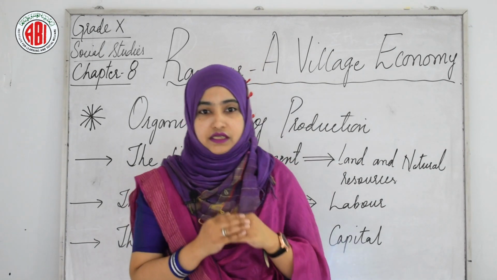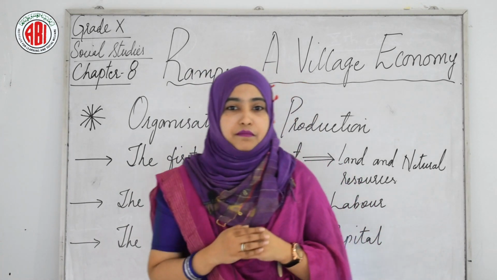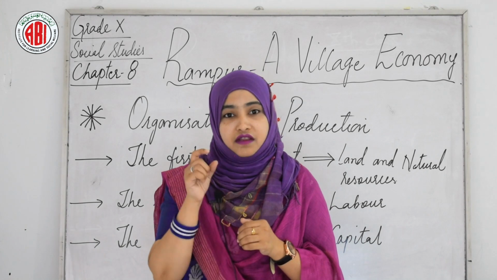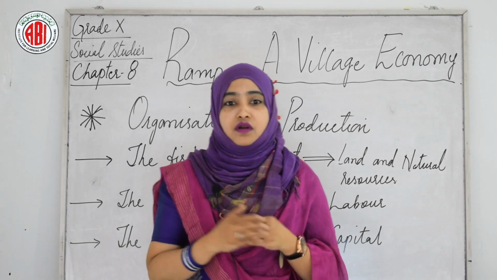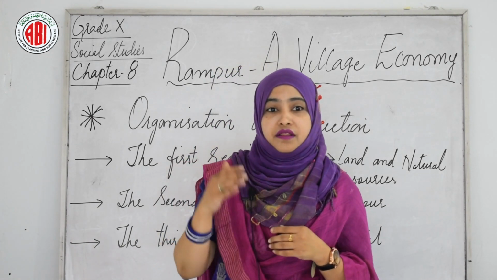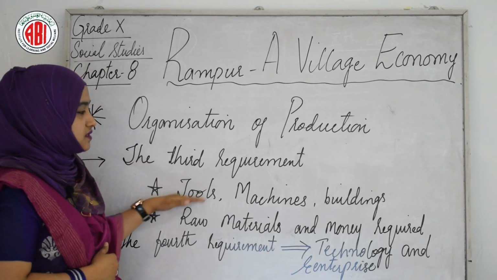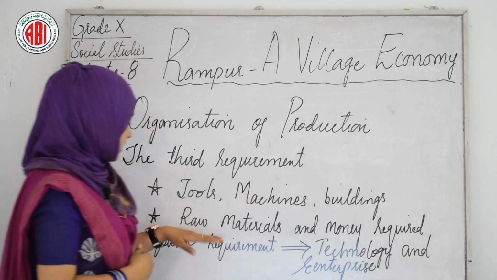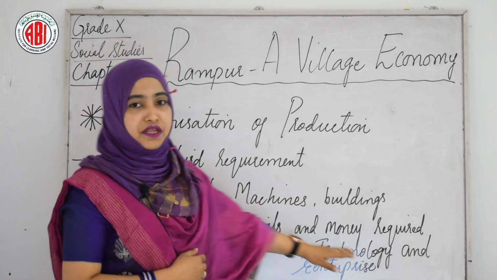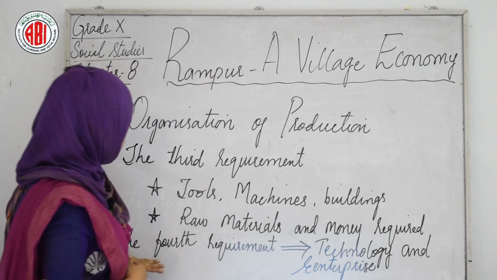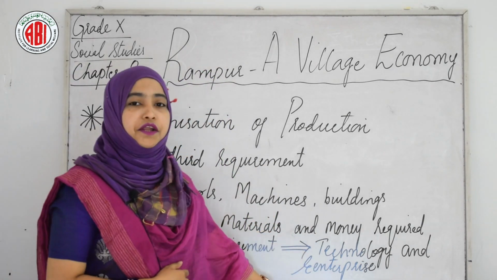Now the third requirement, and that is capital. Capital is the variety of inputs required at various stages during production. And what are the items that come under the third requirement? Now we will discuss. In the third requirement, the tools, machines, buildings, raw materials and money are required. After the third requirement, the fourth requirement is technology and enterprise.